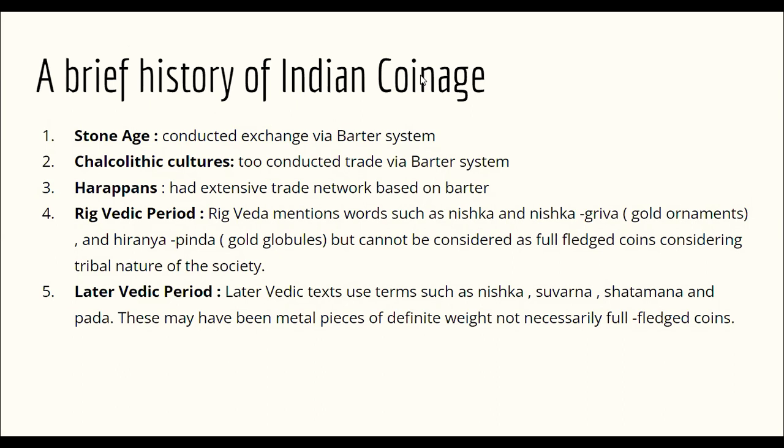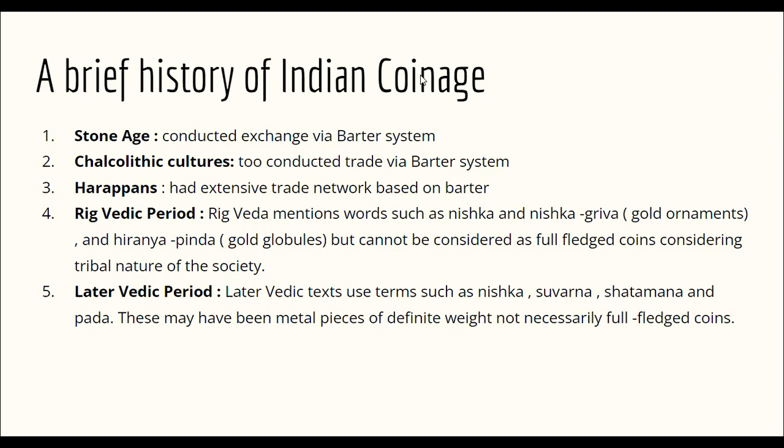After Stone Age, we proceed towards the Chalcolithic culture. So Chalcolithic period is a period at that time along with the stone tools, copper was used. So we all know that copper is the first metal to be discovered by man. So it is the period during which copper and stone tools together were used. Here also Chalcolithic people conducted trade, but again it was barter system only.